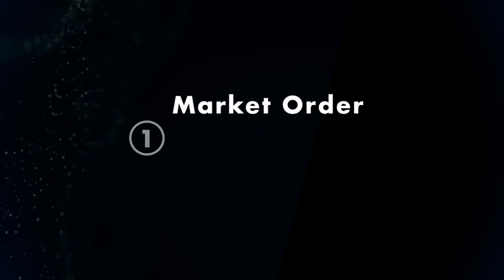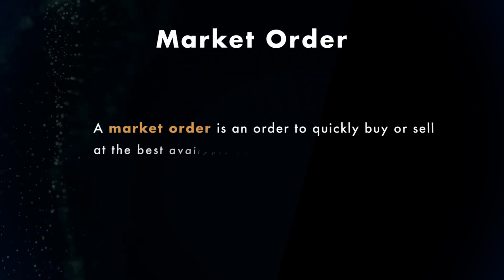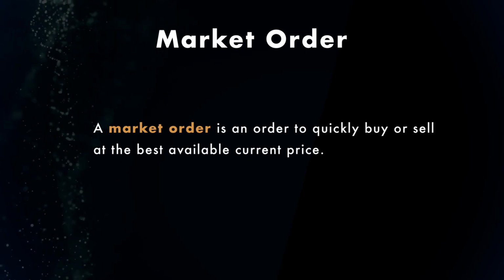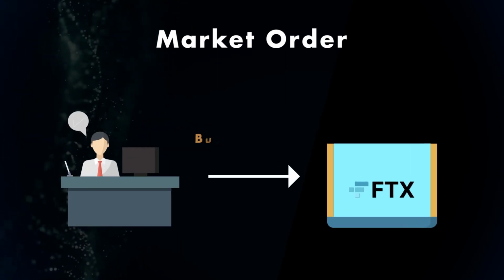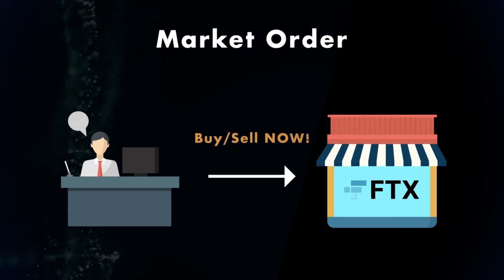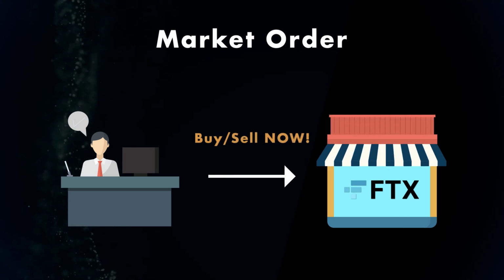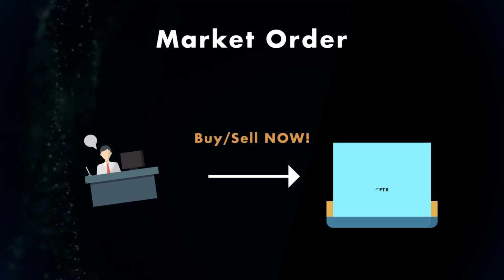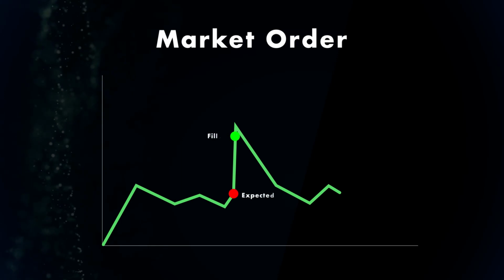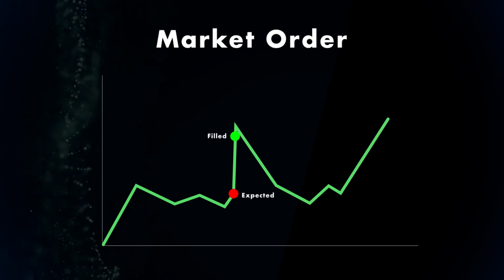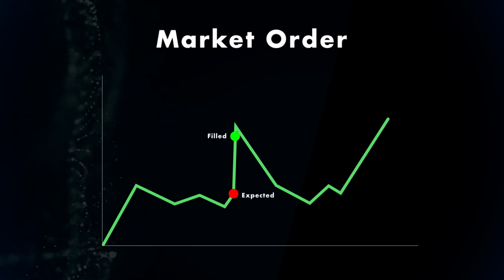Otherwise, let's get started on 10 order types that you need to know. Number 1, the humble market order. A market order is an order to quickly buy or sell at the best available current price. It's an instruction from you, the trader, to a broker or an exchange to trade immediately at the best available price. You need to be careful raising market orders though. If the price is moving quickly, your order may not get filled at the price you're expecting. Generally, we only use market orders to get out of a trade quickly.